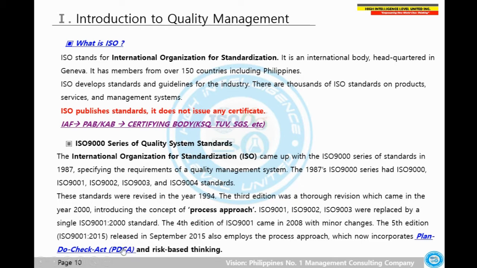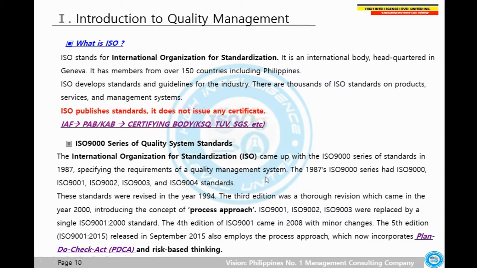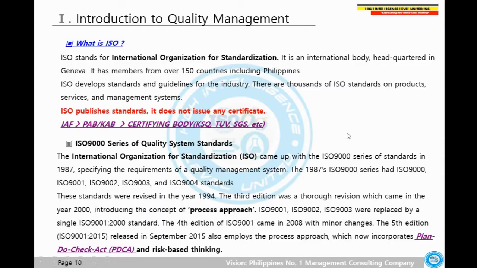So let's check what PDCA is. PDCA is really famous even in other industries. So let's take a look at the PDCA. Yes, PDCA was created by Deming, so we can call it the Deming cycle. Plan, do, check, act. Please remember this.